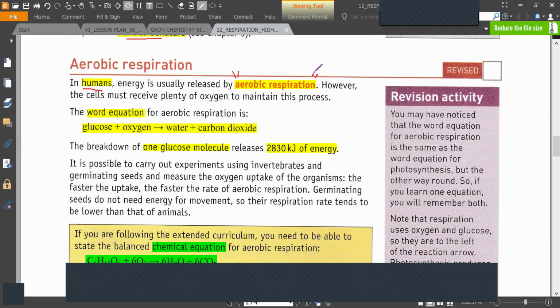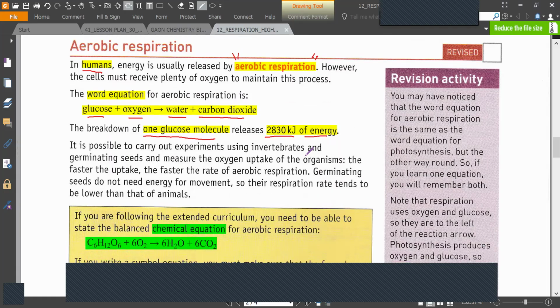Okay, how did it happen? Glucose plus oxygen produce water and carbon dioxide. This one I'm sure you have learned before, in year 7 to year 9. One glucose molecule can release 2,830 kilojoules of energy. So it produces a lot of energy.